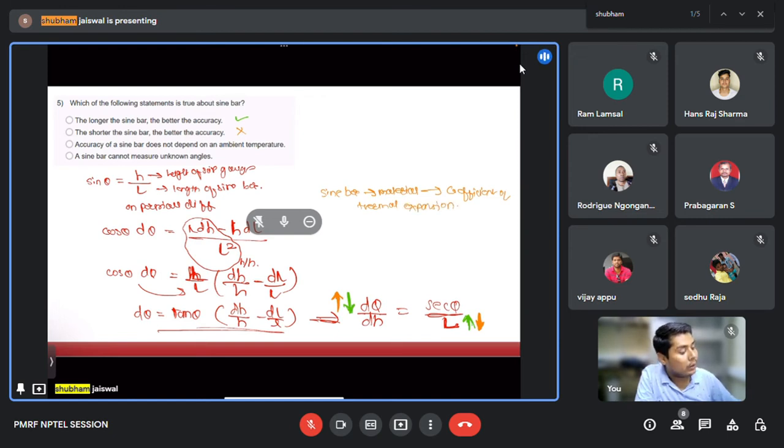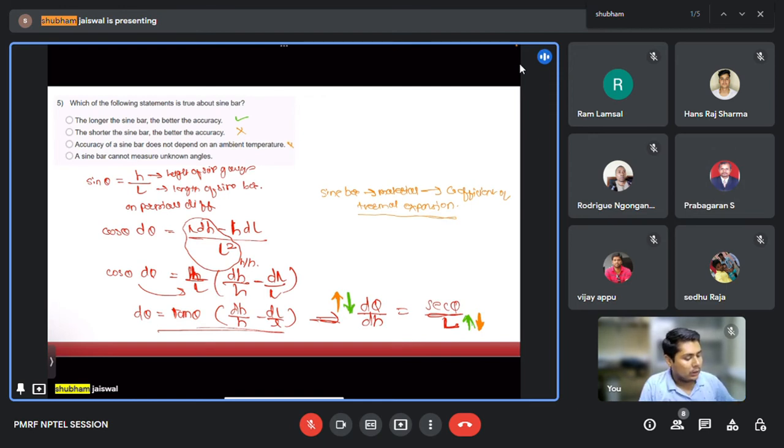Okay, so if the ambient temperature changes, there can be a change in the length of the sine bar. That will affect the accuracy of the sine bar. So this statement is also wrong.